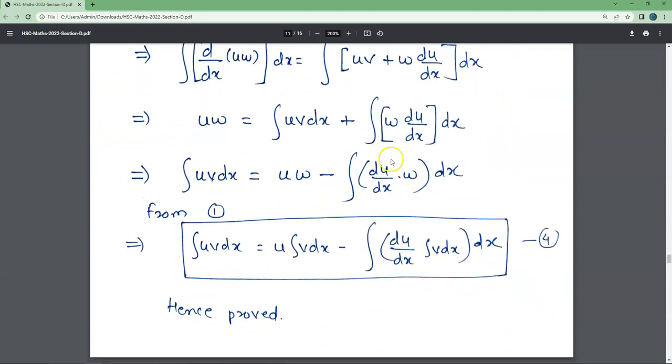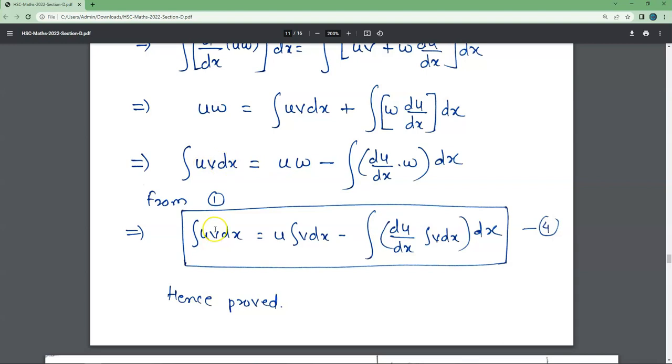Now it's easy. See, so uv dx, u as it is, w ची व्हॅल्यू काय? इंटिग्रेशन ऑफ v dx मायनस, याला फक्त इंटरचेंज केला, du by dx आधी लिहिला आणि w नंतर लिहिला. सो du by dx आणि w म्हणजे काय? इंटिग्रेशन ऑफ v dx and dx. So when you find the integration of two entities which are multiplying each other, you basically find it using this formula. Keep u as is, then integration of v, minus big integration, derivative of u, integration of v, and then that integration completes.